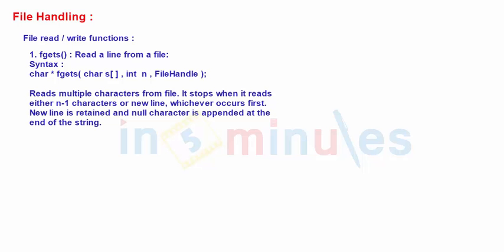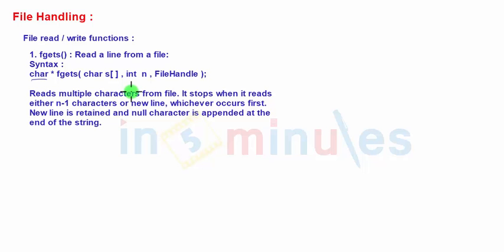The function has syntax as given over there. It's char star fgets: function name, then a char array as the first parameter, integer n as the second parameter, and file handle as the third parameter. Obviously the names of the parameters can be anything. Now what does the function do? The function reads some characters from the file into the given string s.